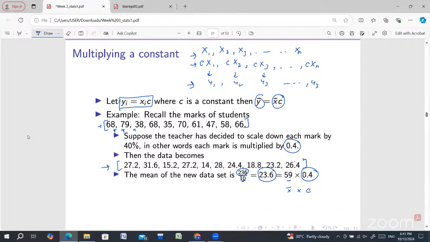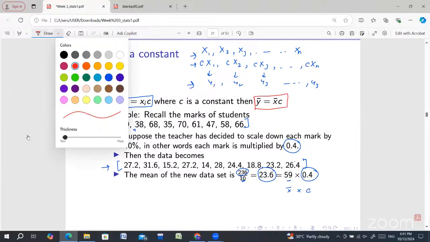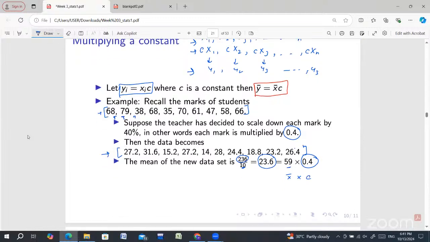So this is also a direct result that you can remember. You should remember this line. This will help you to solve the question. So is it clear?